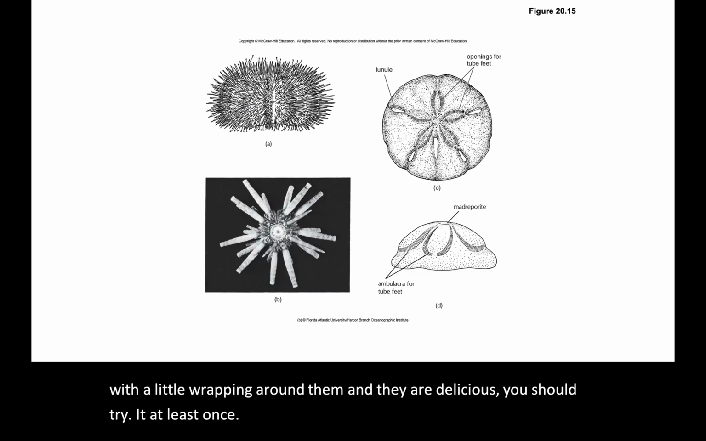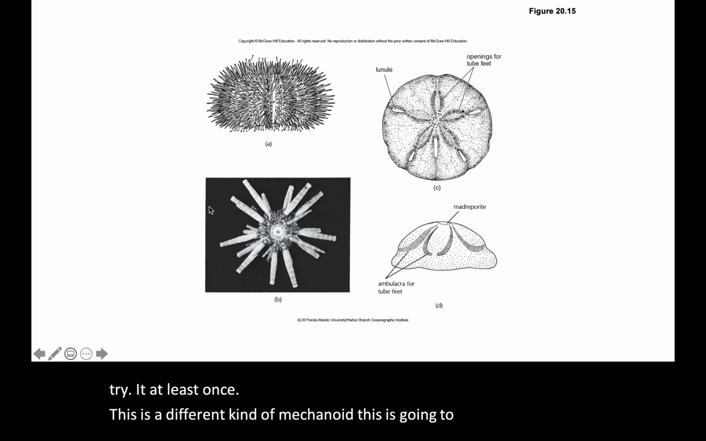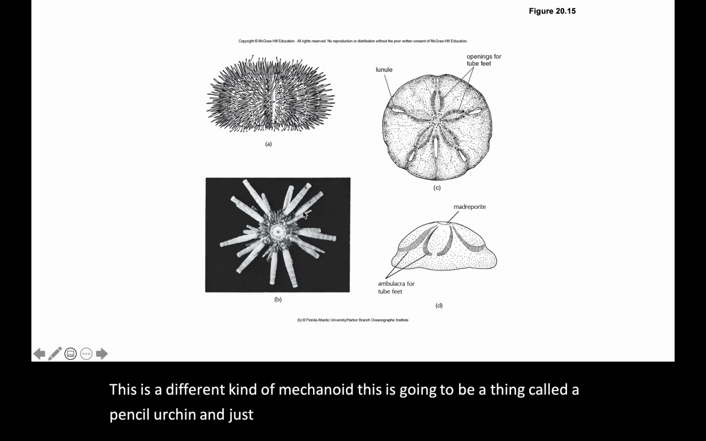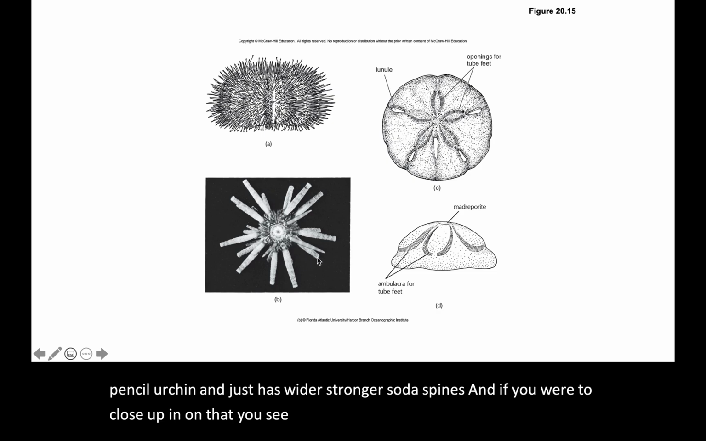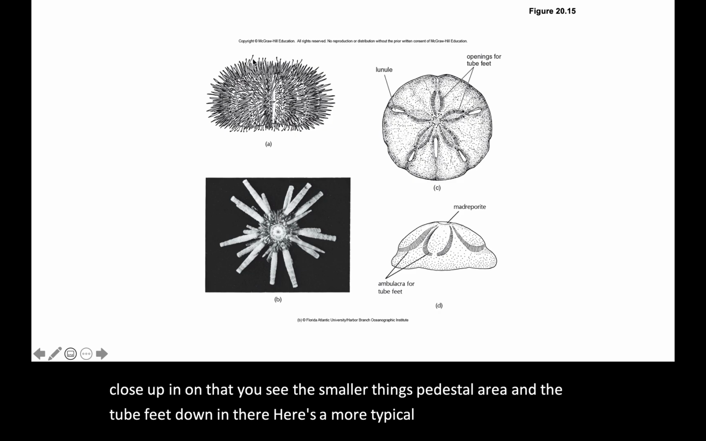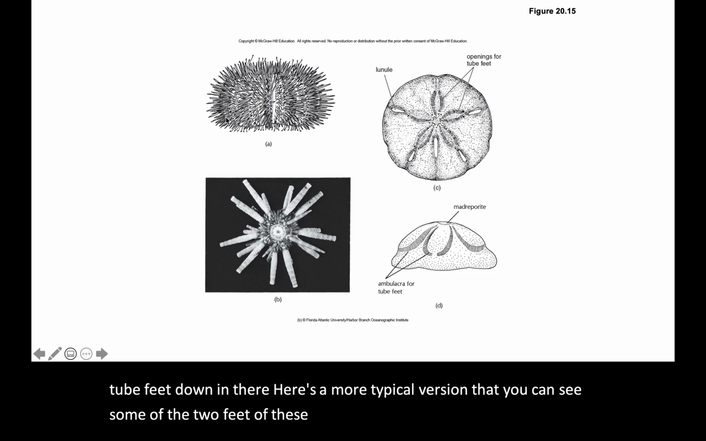This is a different kind of echinoid, a thing called a pencil urchin. It just has wider, stronger sort of spines. And if you were to close up on that, you'd see the smaller things like pedicellariae and the tube feet down in there. Here's a more typical version. There you can see some of the tube feet are these curving things that are sticking up to the top, and a bunch of spines that move around.